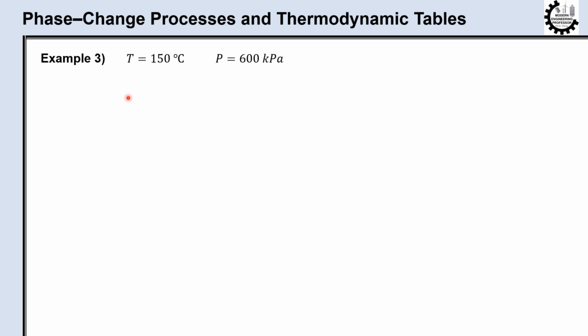In example 3, we have temperature and pressure, but again, we do not know which table to use. Using the saturation pressure at the given temperature that we determined earlier, we see that the material's pressure, 600 kilopascals, is higher than the saturation pressure. Therefore, we are in the compressed liquid region.